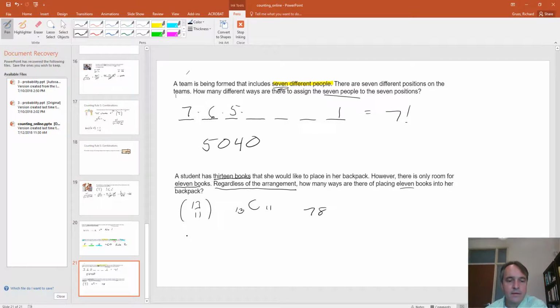Incidentally, if we were to ask how many ways are there of choosing 13 books? Right, so it's 13, choose 13. Well, there's only one. There's only one way to do that, right? You just choose all 13. What if we were to say, okay, what's 13, choose 1? How many ways are there of choosing one book from 13? Well, that's just 13.